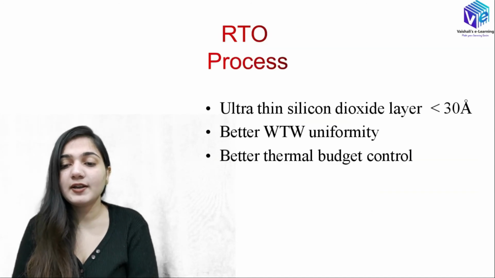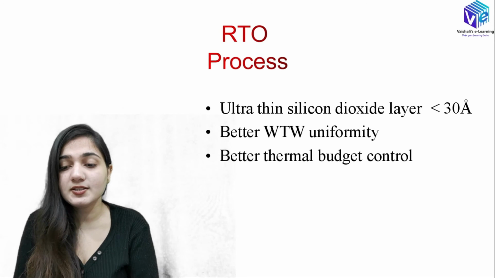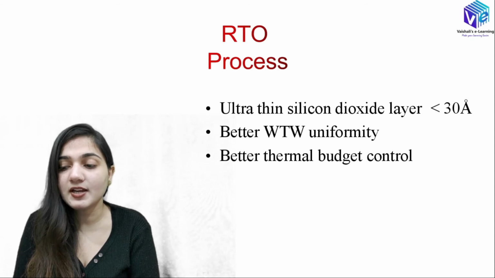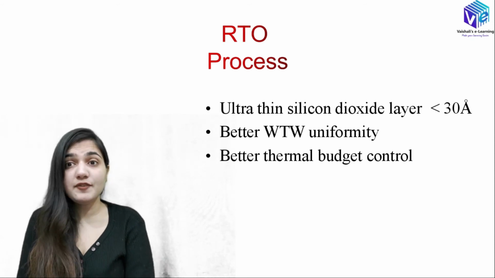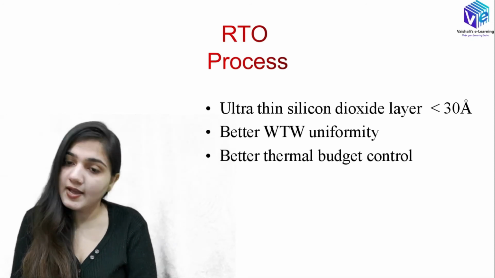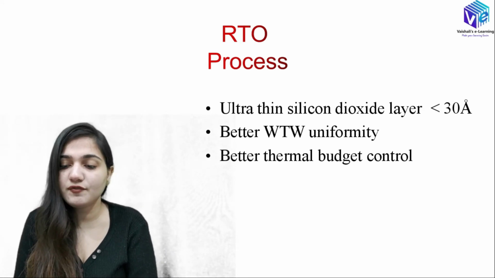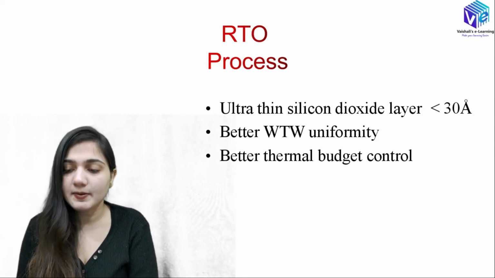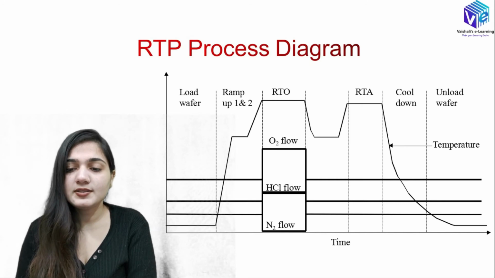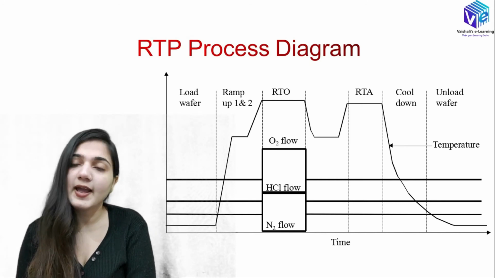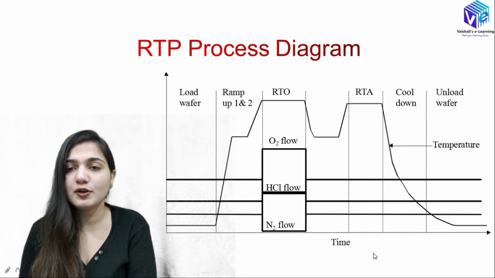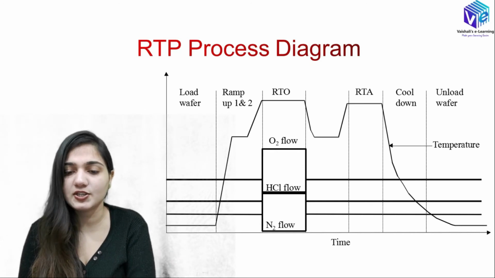So now coming to the rapid thermal oxidation process. Okay, the rapid thermal oxidation process will give me an ultra thin silicon dioxide layer, which is less than 30 angstrom as well. If I am using rapid thermal oxidation, I will get better wafer to wafer uniformity as well as better thermal budget control. So you can see the rapid thermal oxidation. I have already discussed the rapid thermal oxidation when I was discussing the oxidation.